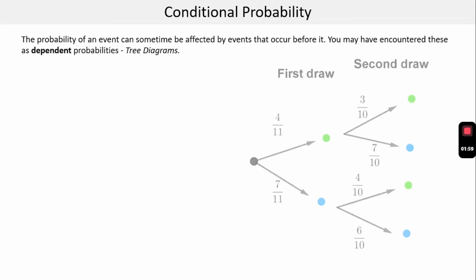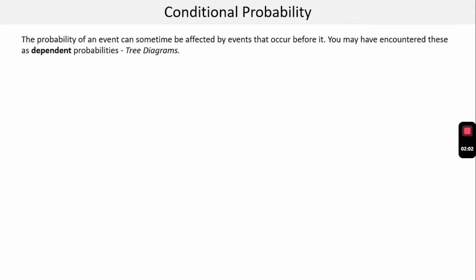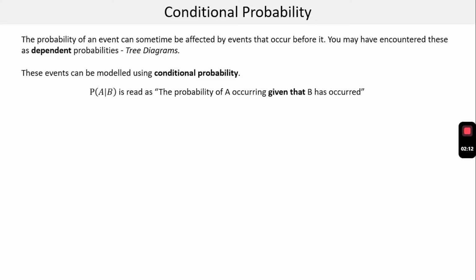In A-level, we're going to refer to this as conditional probability. Using what we know about conditional probability would be a good way to model these events. Here's some new notation. This vertical bar is read as "given that". This statement says the probability of A occurring given that B has occurred. Similarly, this statement is the probability of A occurring given that B has not occurred.